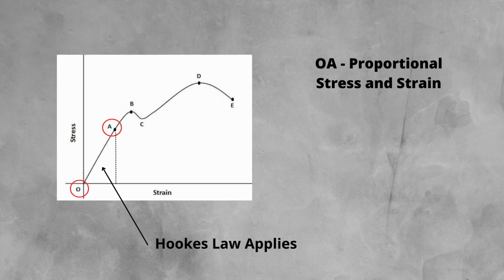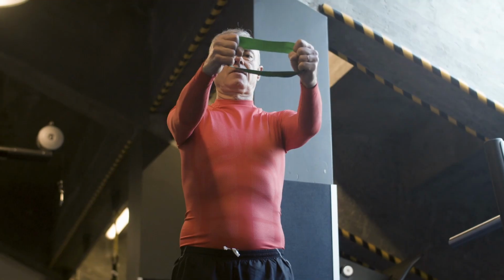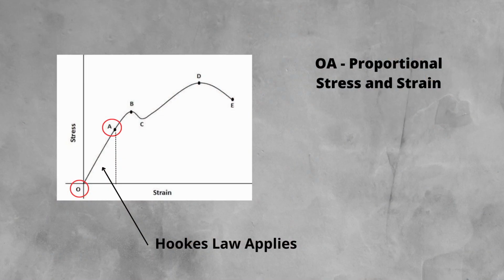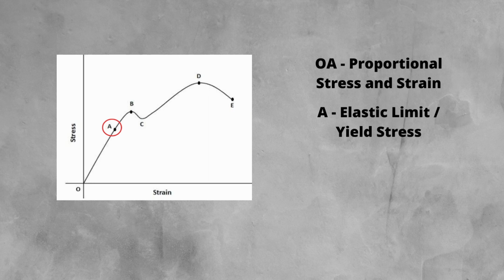Within this area, the deformation is elastic, meaning that the sample will return to its original size when the stress is removed. Point A is known as the elastic limit, where Hooke's law ceases to be true. Once stress and strain stop being proportional to each other, the material is then plastically deforming. This means that deformation of the material is permanent, so it will not go back to its original size. This is also known as yield point or yield stress.